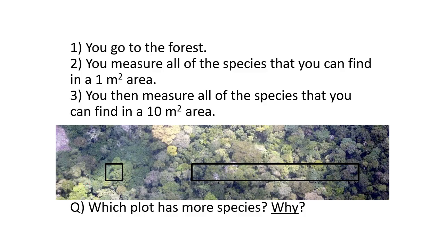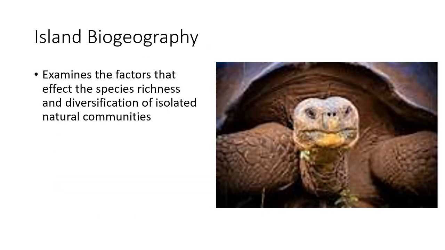So this same principle applies to islands if you think of these plots as little islands. And eventually, like I said, talking about fragments of habitat that are left, you would think of these as not connected. So the principle we're going to discuss is what's called island biogeography. That is a field of study that examines the factors that affect species richness, which is how many species there are, and the diversification of isolated natural communities. So if you have isolated communities on an island, how does the number of species and the diversity of those species differ between islands?